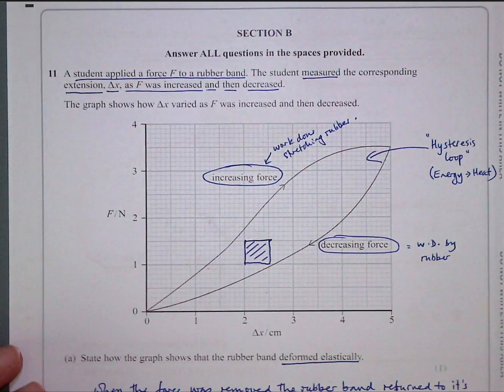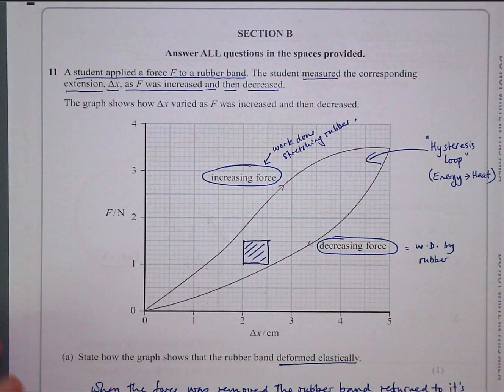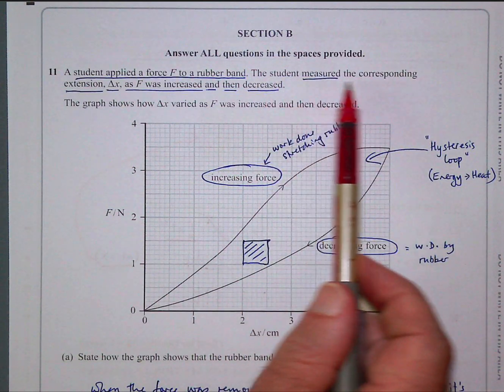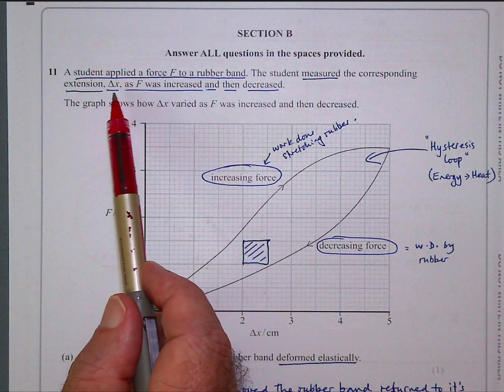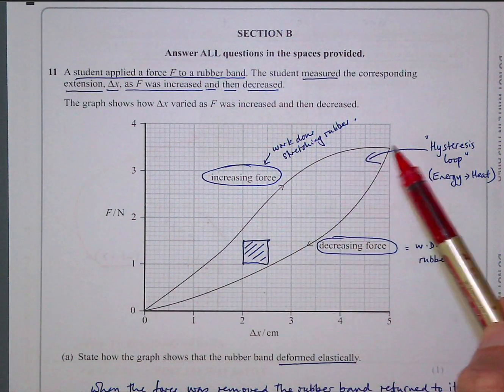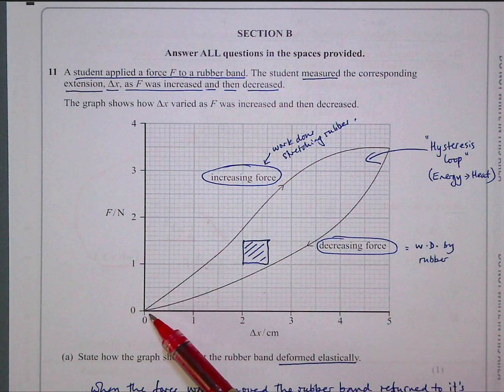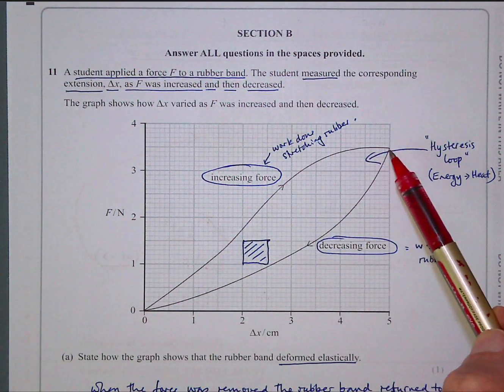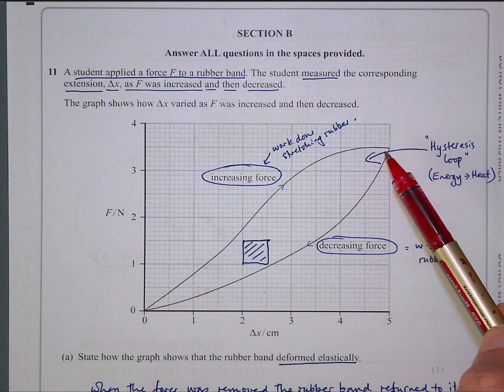Okay, we'll go through a few more questions. So, a student applied force to a rubber band. This is a 1-mark question. The student measured the corresponding extension as the force was increased and then decreased. So this is the increasing force, this is the decreasing force. Now, when you're increasing it, it has a different shape when you're talking about rubber bands. And this is often done in GCSE as well.